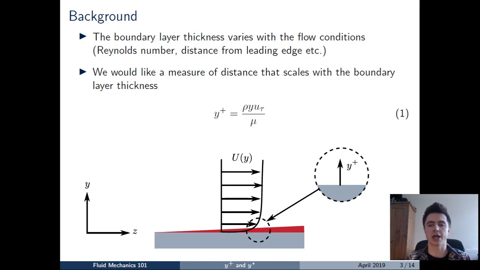And the way that we do this is by defining a dimensionless distance yPlus normal to the wall given there in equation 1. And we can see that the distance is going to scale on the dynamic viscosity, the density, and some velocity scale there. And that's as we expect, because very close to the wall, viscous effects are going to dominate, and so we expect the material properties of the fluid to influence this dimensionless distance.